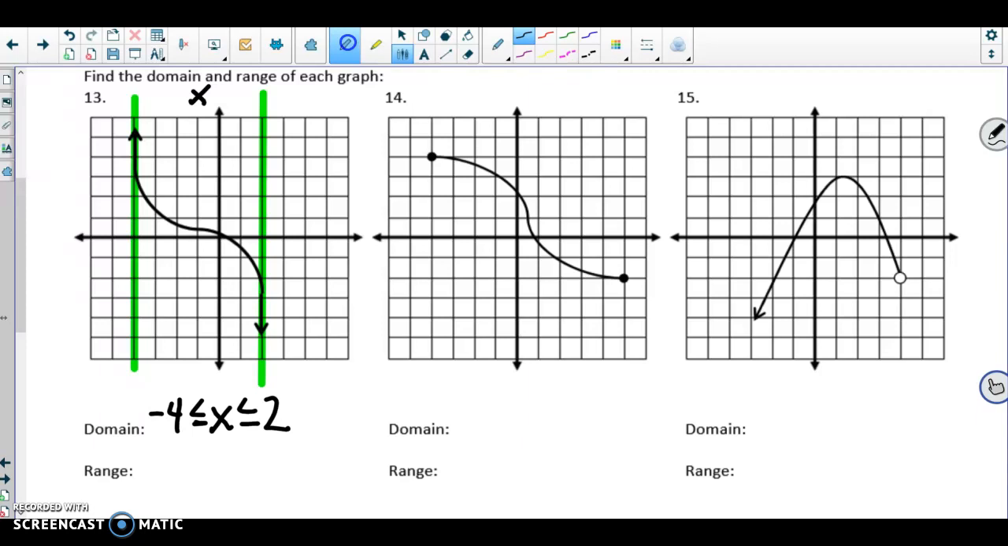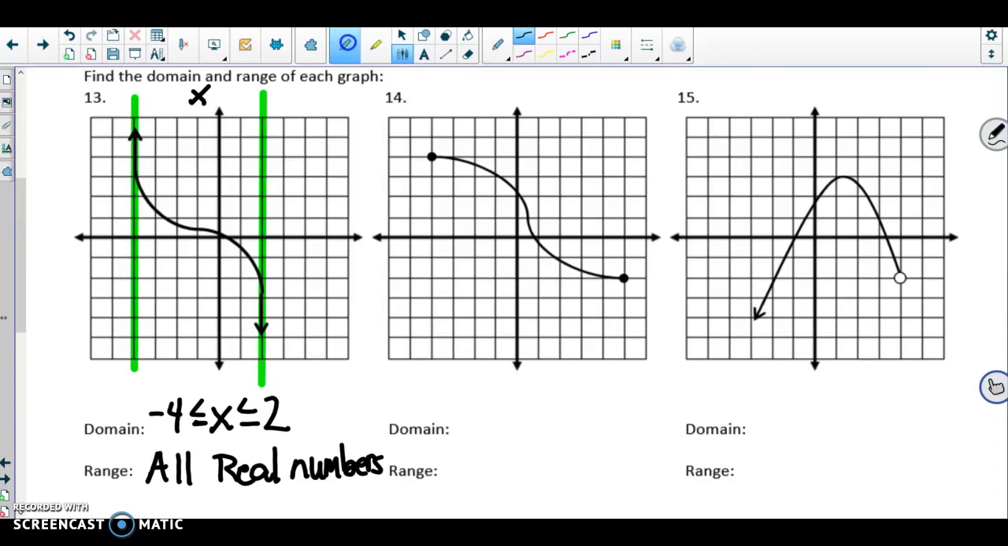All right, so for the range, remember the range is moving up and down, and those arrows tell me they go up forever in one direction, and it goes forever in the downward direction. So being that we can't put a boundary on there, we're just going to call our range all real numbers, because there is no boundary for that. Okay, so all real numbers on that.